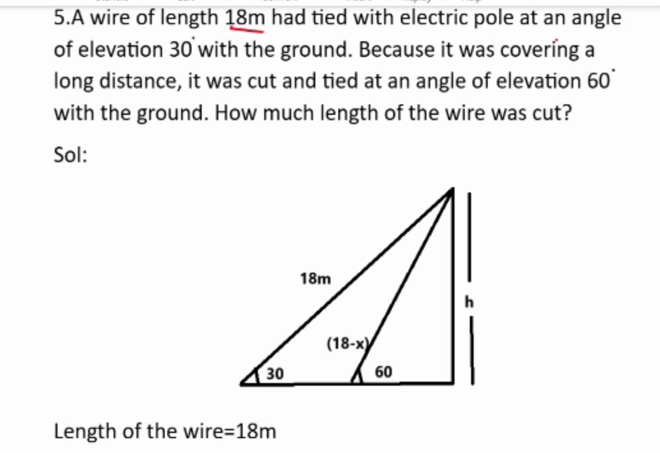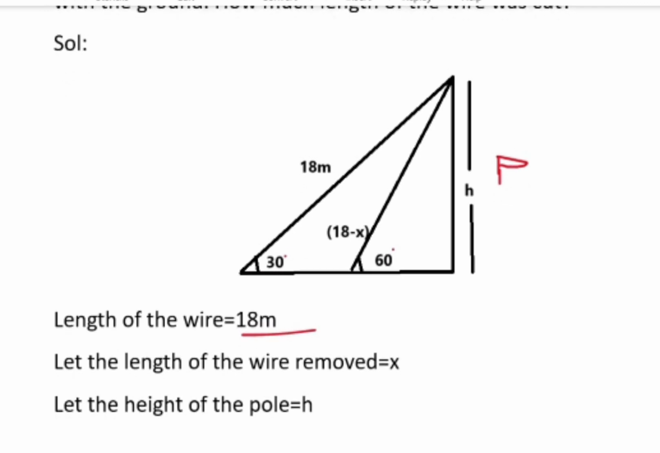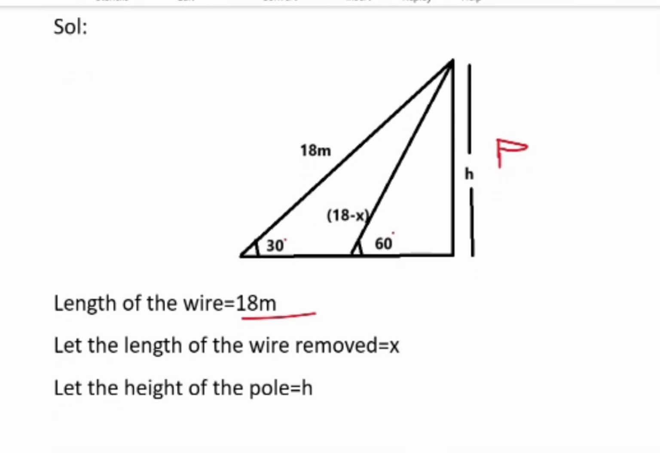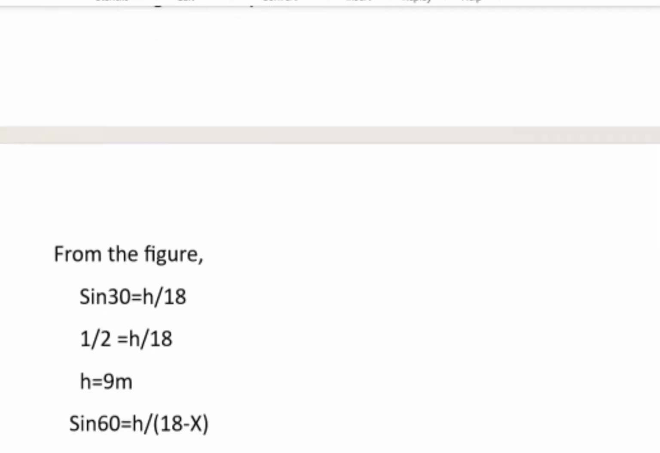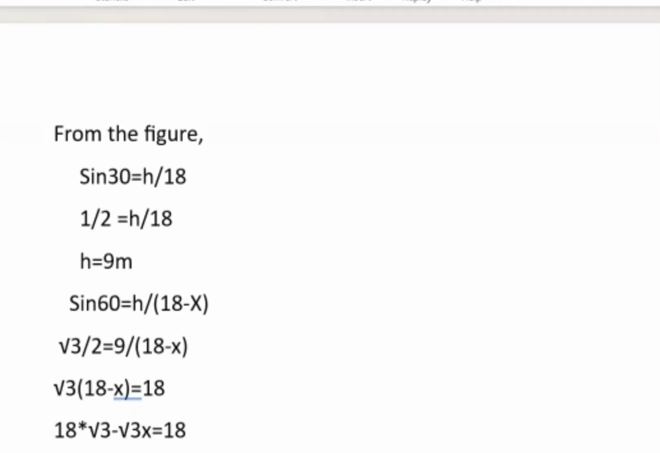From this question, if we draw a figure, we have angles of elevation 30 degrees and 60 degrees, and the length of the wire is equal to 18 meters, and the cut rope will be 18 minus x. So write the given part. We can write sin 30 degrees is equal to h by 18, which is 1 by 2 equal to h by 18. So h is equal to 9 meters.